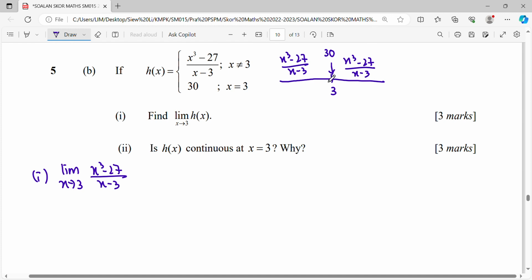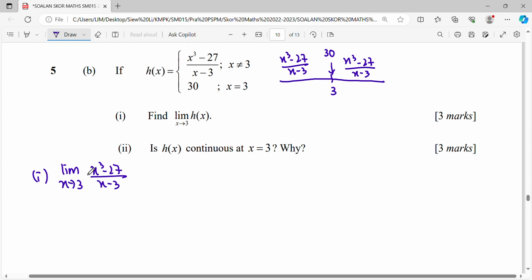Do we need to do left hand side, right hand side? No need, because you'll notice that the left hand side of 3 and the right hand side of 3 are the same function. So we can directly do the limit for x approaches 3 for this function. We do not need to identify left hand side and right hand side. Straight away use the function because they have the same function.